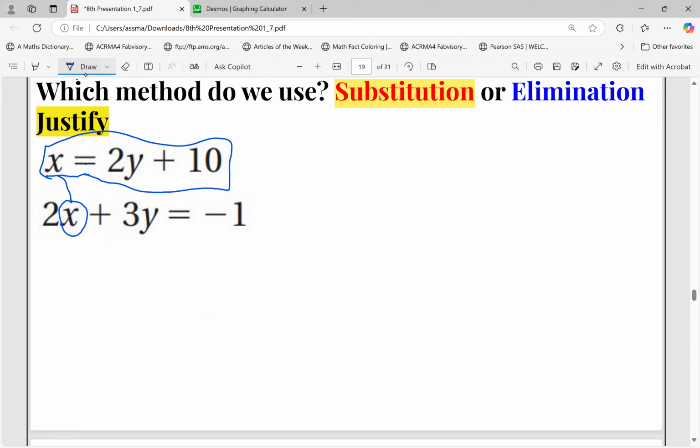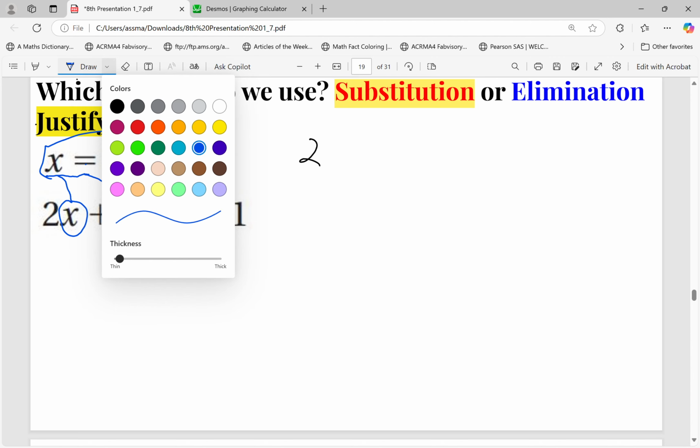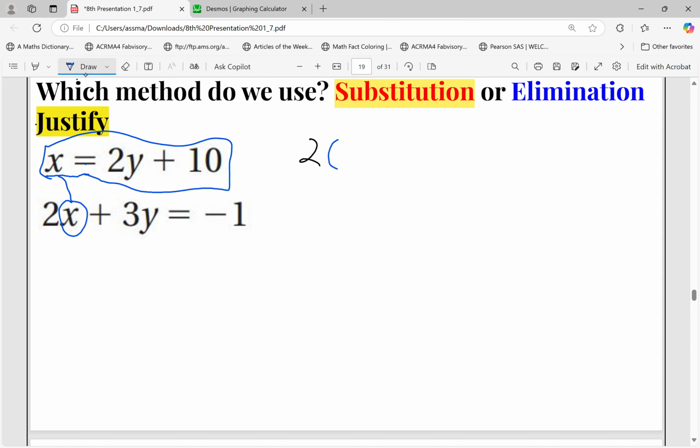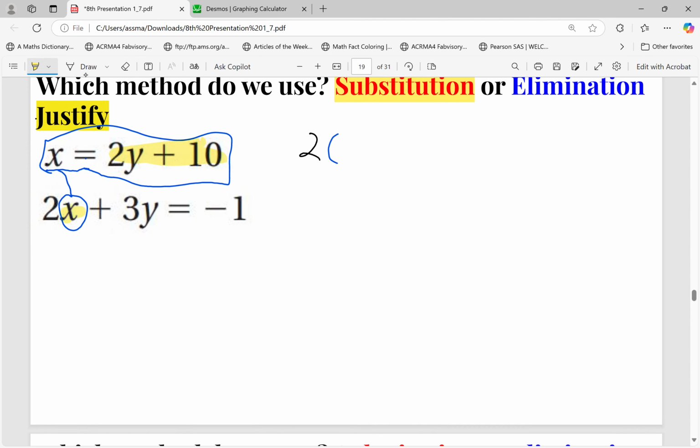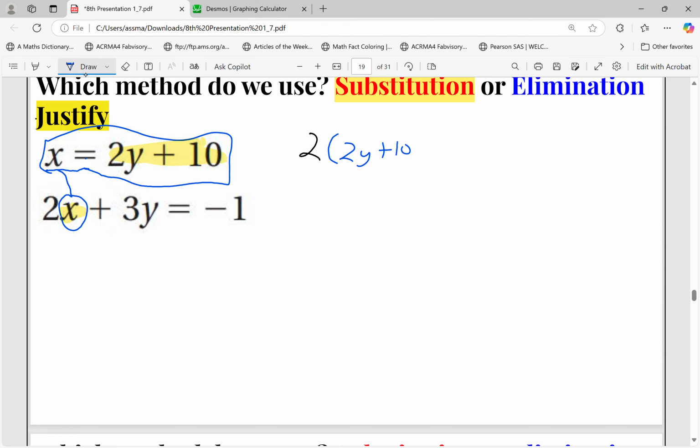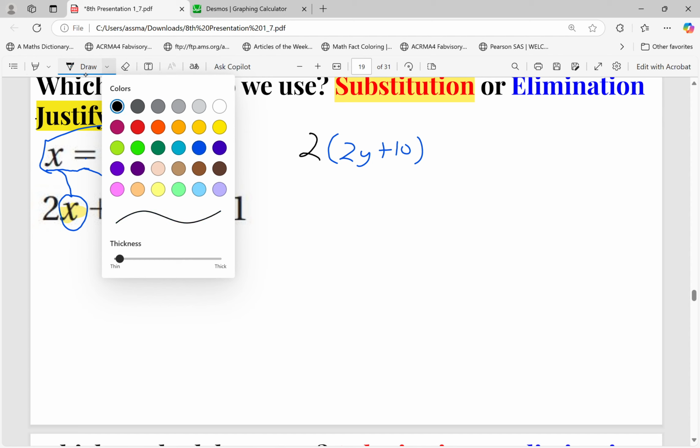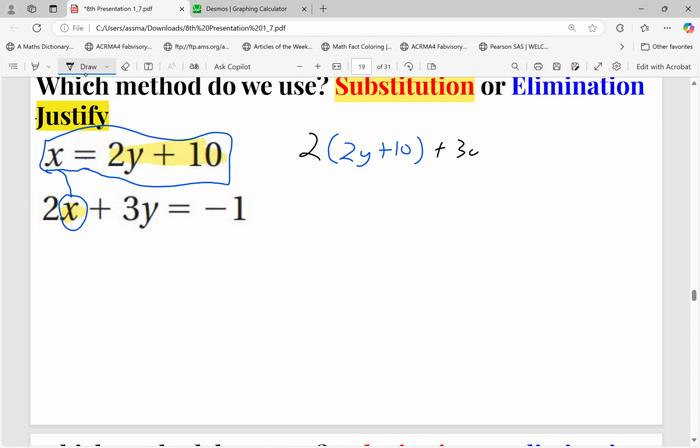Let me show you how that would look. So if I were to substitute to solve the system, I'll have 2, and then the x will be replaced by, according to this here, 2y plus 10. So this 2y plus 10 replaces the x there. So I'll have 2(2y plus 10), and then I copy down the rest, plus 3y is equal to negative 1. And now I would solve for the y variable.